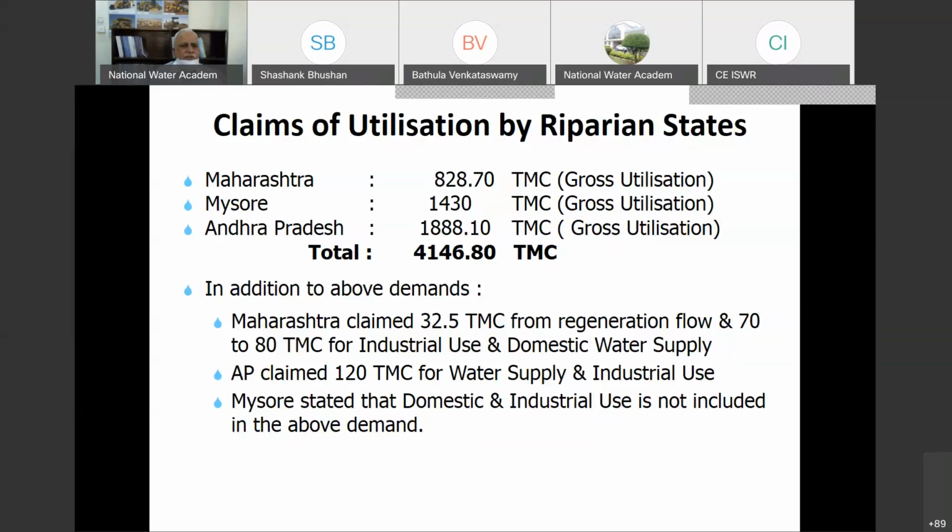Mysore demanded 1430 TMC gross utilization, but came up with a further demand for domestic and industrial use. Andhra Pradesh demanded 1888.10 TMC and also requires 120 TMC additional water for water supply and industrial use.